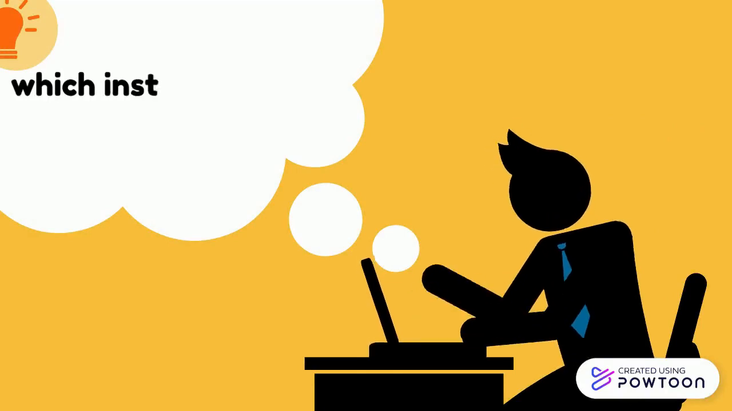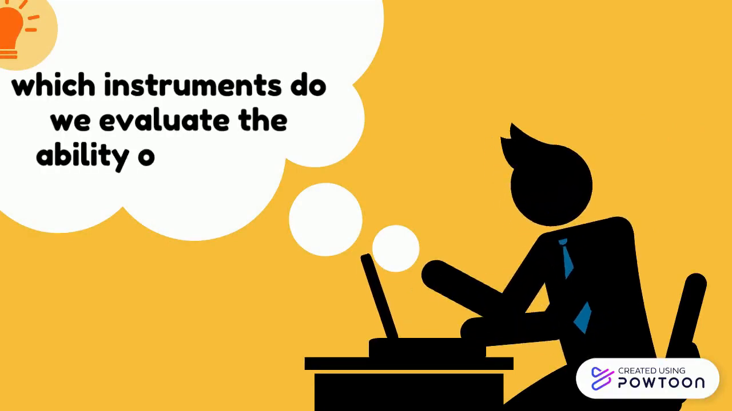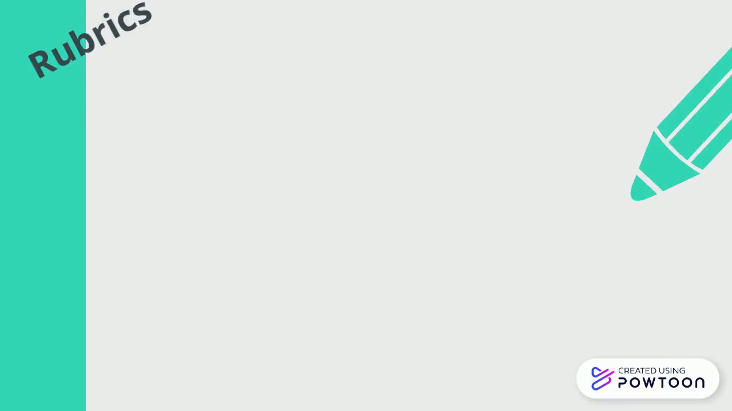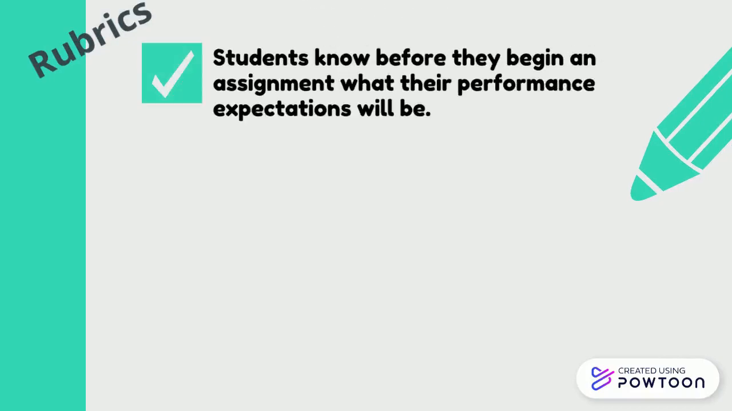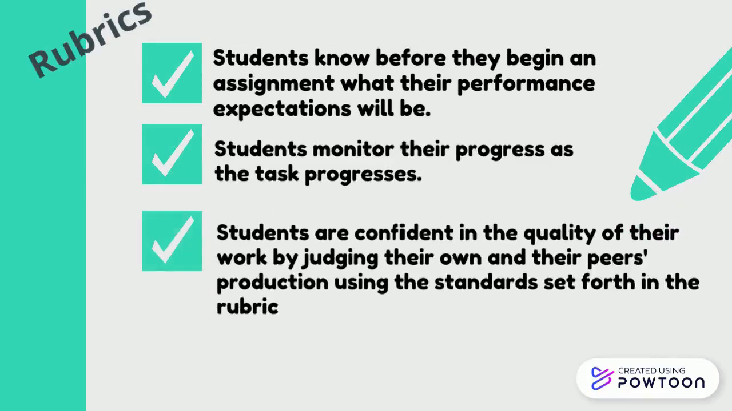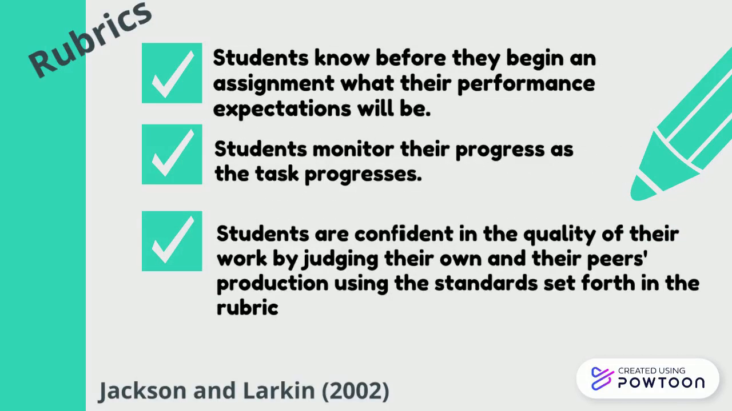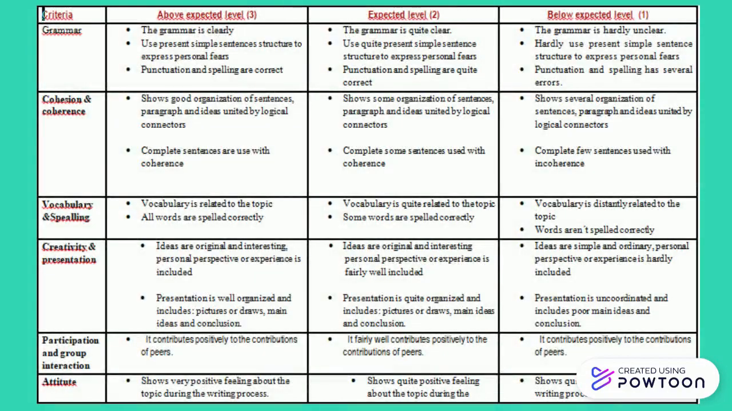With which instruments do we evaluate the ability of writing? For the writing ability, I decided to use rubrics for three main reasons. Students know before they begin an assignment what their performance expectation will be like, and students monitor their progress as the task progresses, and students are confident in the quality of their work by judging their own and peers' productions. For the development of my rubric, I consider to use the evaluation criteria, the indicators of performance, and of course the items. All of these are the descriptions that must be applied in every rubric.